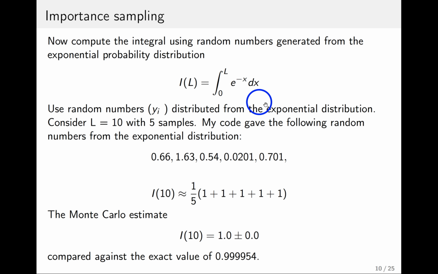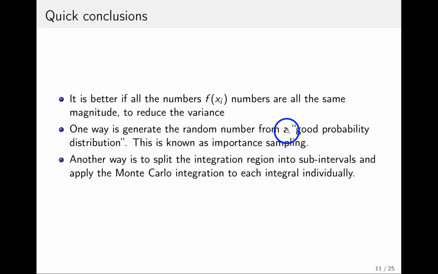So this kind of motivates the fact that if you have random numbers with a good distribution, you can get a drastic reduction in the error. Okay, so that's the basic idea in variance reduction. If the numbers in the integrand, which you apply the random numbers to, were all the same magnitude, this will help reduce the variance. So one way to do this is to generate numbers from a good probability distribution. Later on we'll see another method called stratified sampling, where we break the integration range up.